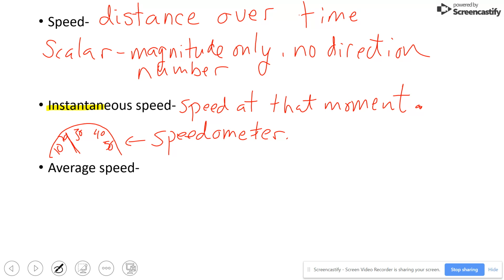Average speed. In order to find the average speed, it's how long it takes you to travel over the entire distance. And it takes into account every time you stop and start and speed up and slow down. And so in order to find this, you're going to find your total distance and put it over your total time.